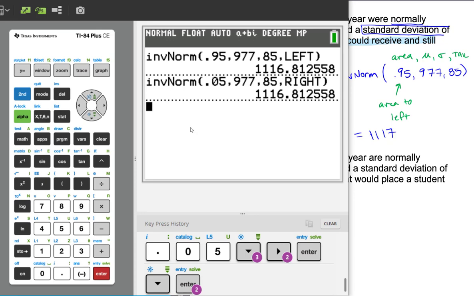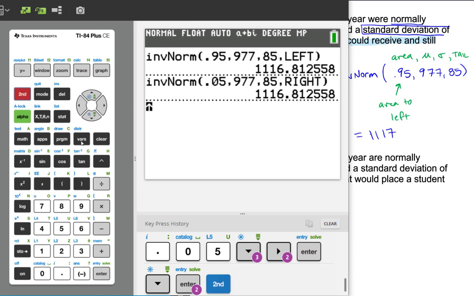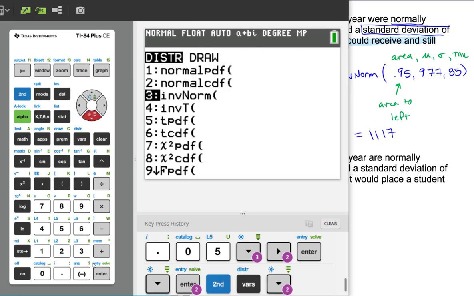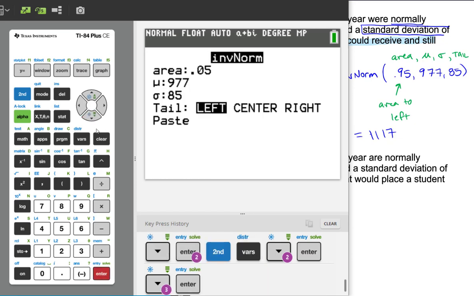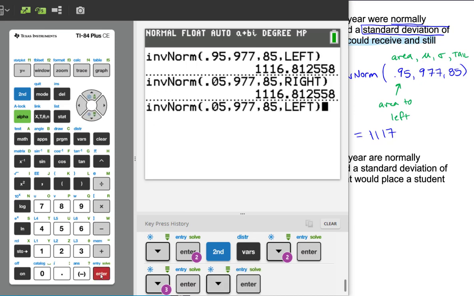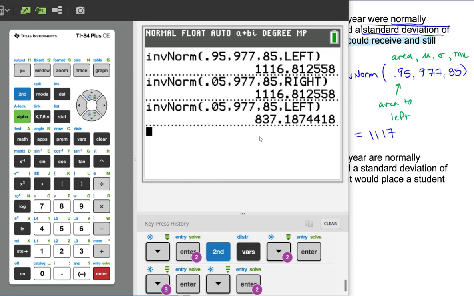Now, the thing you could run into if you're using one of the older model calculators and you don't have that option to change the tail, it's always going to operate as if you're giving area to the left. So if you don't make that change on your own, you could get the wrong answer. So that's what you need to watch out for.